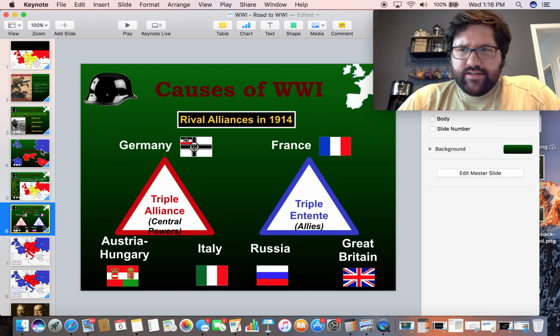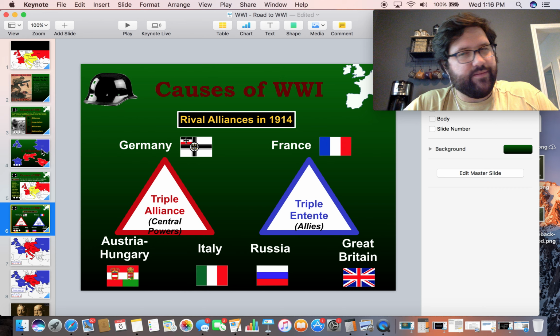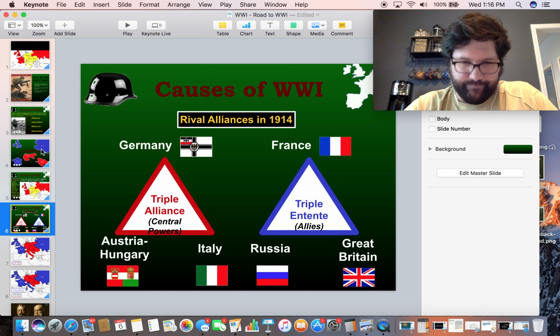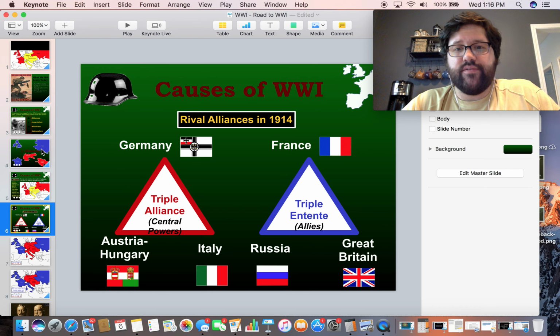So your rival alliances in 1914, when World War I starts, you have the Triple Alliance there on the left, which is Germany, Austria-Hungary, and Italy. If you remember on that first map, we did not include Italy. There's a reason why, right? They'll actually pretty quickly switch to the other side and join the Triple Entente. The Triple Entente, though, in the beginning, as we mentioned already, was France, Russia, and Great Britain. So you can see the two sides of the alliance.